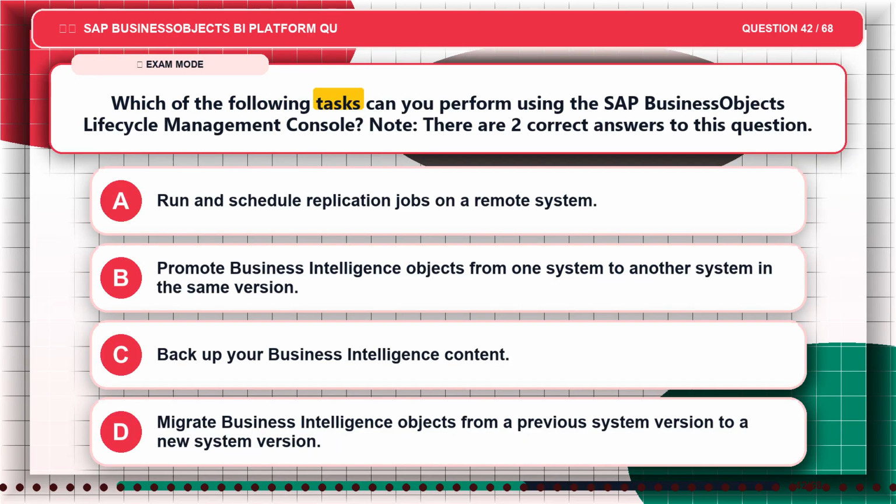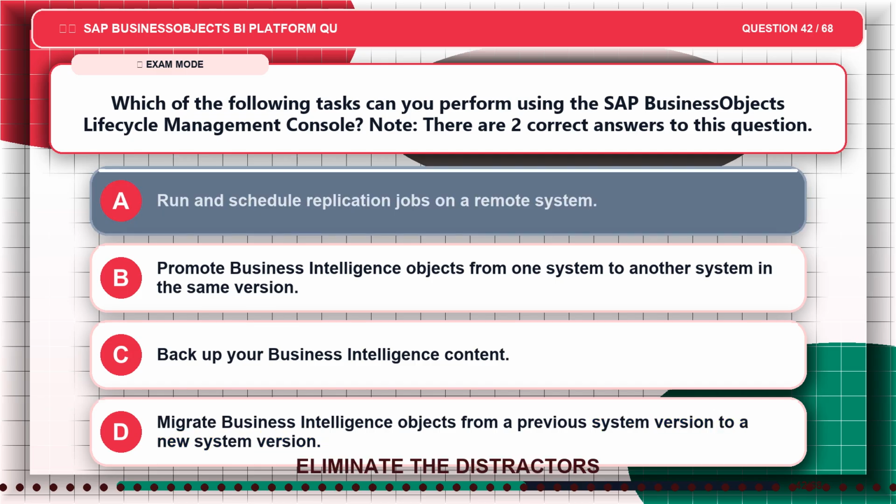Which of the following tasks can you perform using the SAP BusinessObjects Lifecycle Management Console? Note, there are two correct answers to this question. Option A, run and schedule replication jobs on a remote system. Option B, promote business intelligence objects from one system to another system in the same version. Option C, back up your business intelligence content. Option D, migrate business intelligence objects from a previous system version to a new system version.